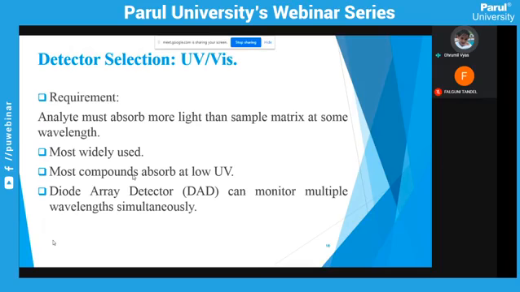To select a UV detector, the main requirement is that the analyte must absorb more light than the sample matrix at some wavelength. UV detector is widely used as most of the compounds absorb at low UV. If we want to develop a method of analysis, it is recommended to start development with a diode array detector, because if the compound is unknown, we are able to identify the UV maximum easily, and it is also useful to check the peak purity of the compound. It helps us to know whether any peak is merging with another peak or not.